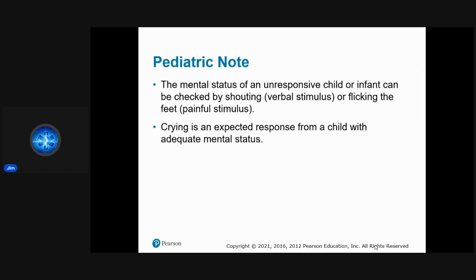The mental status of an unresponsive child or infant can be checked by shouting, right? Verbal. Like if they're unresponsive, we yell at them, "Hey, you," and they open their eyes. Or we flick their foot, painful stimuli. Crying is an expected response from a child with an adequate mental status. So they're upset, they're going to cry. And the younger they are, maybe below a year, crying may be the only way they have to communicate anyway.